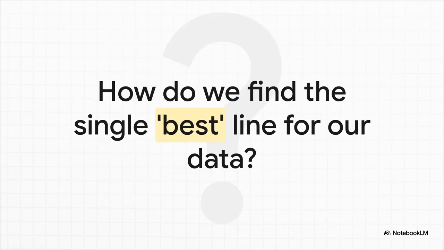So here's the core problem we're trying to solve. Just picture a scatter plot in your head, a cloud of data points. You can almost eyeball it, right? You can kind of see where a line should go. But how do we find the one single line that is mathematically, provably the absolute best fit? And what does best even mean in this context?